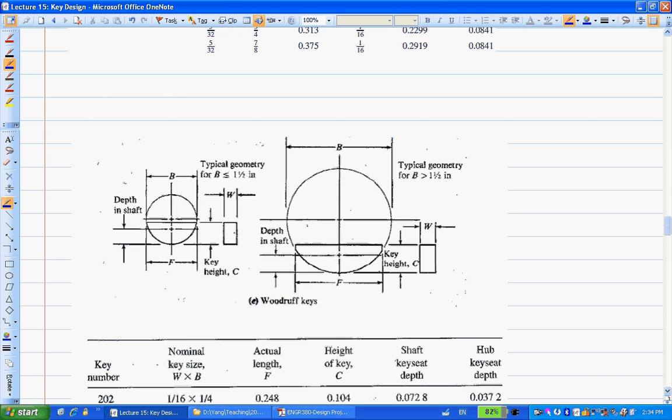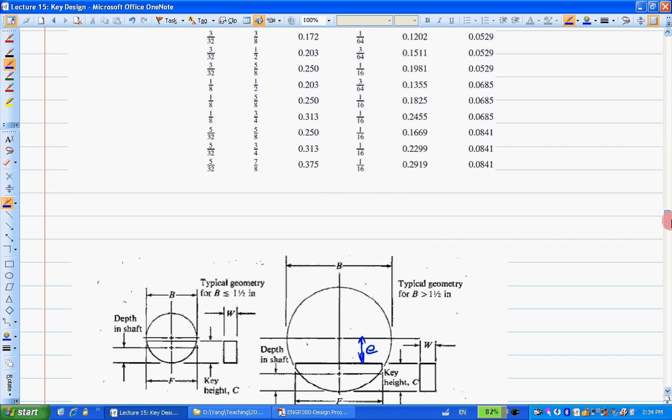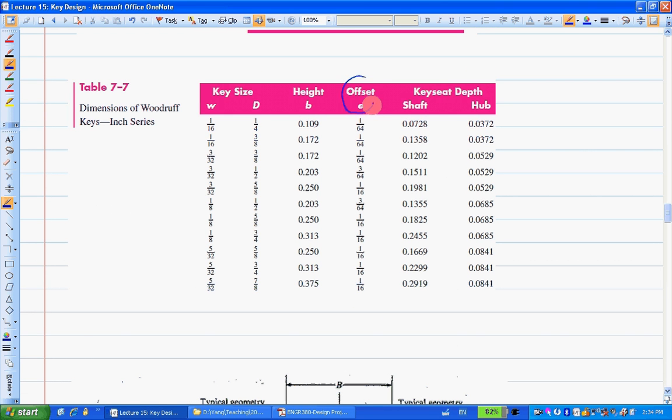So also the height, basically from here to here, that's the height of this. Now, from the center of the circle to this location here is called E, and that's what in the textbook you see called the offset, the E over here. That's E. That's how you read the table.